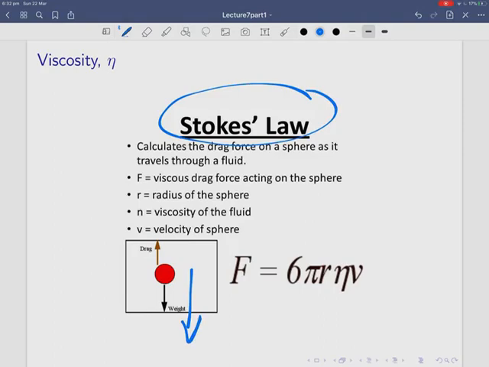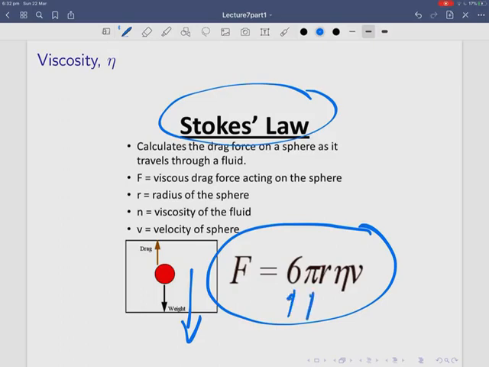Okay, and if the sphere is not moving too fast, then what you find is that the drag force you feel, which was first calculated by Stokes in probably the mid-19th century, is given by 6 times pi, some very boring constants, times the radius of your sphere, times something called the viscosity, times the speed.